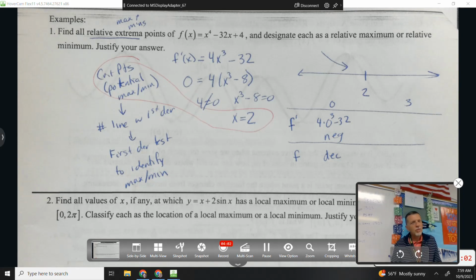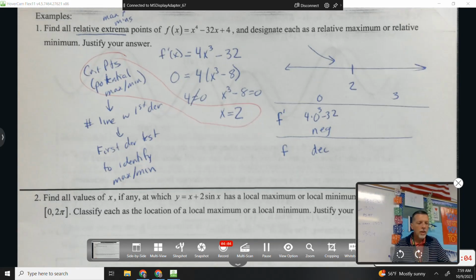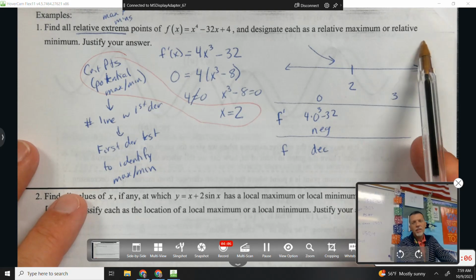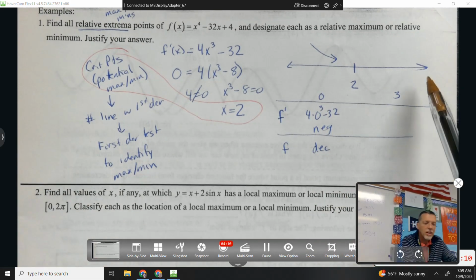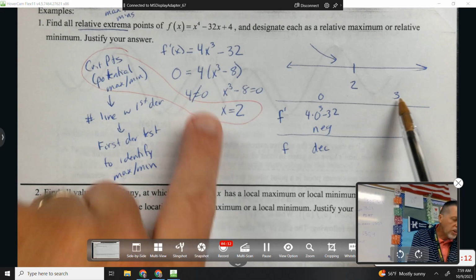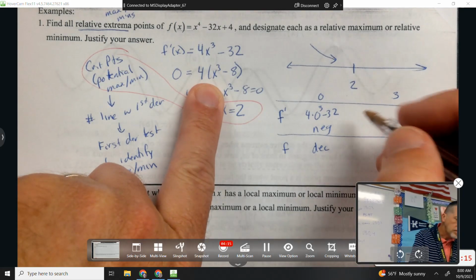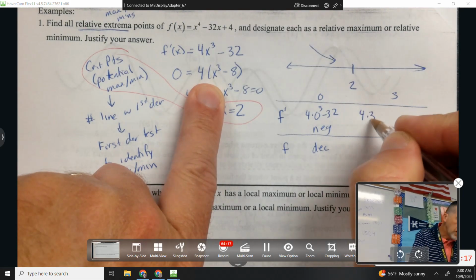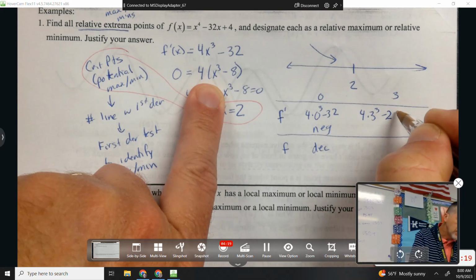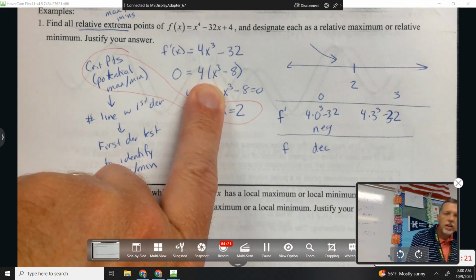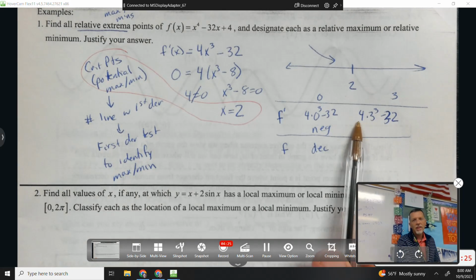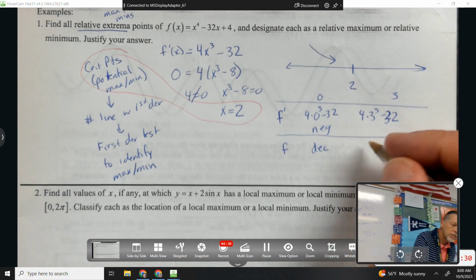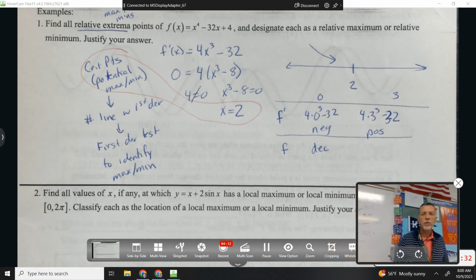I can guess what's going to happen. It looks like it's going to be a minimum, but I don't really know that until I know that this side is increasing. Because if it's decreasing, then it's neither one. So let's check 3. 4 times 3 cubed minus 32. Well, I don't need to be exact here. 3 cubed is 27. Times 4 is bigger than 32. So I don't really care about the exact number. That's going to be positive.